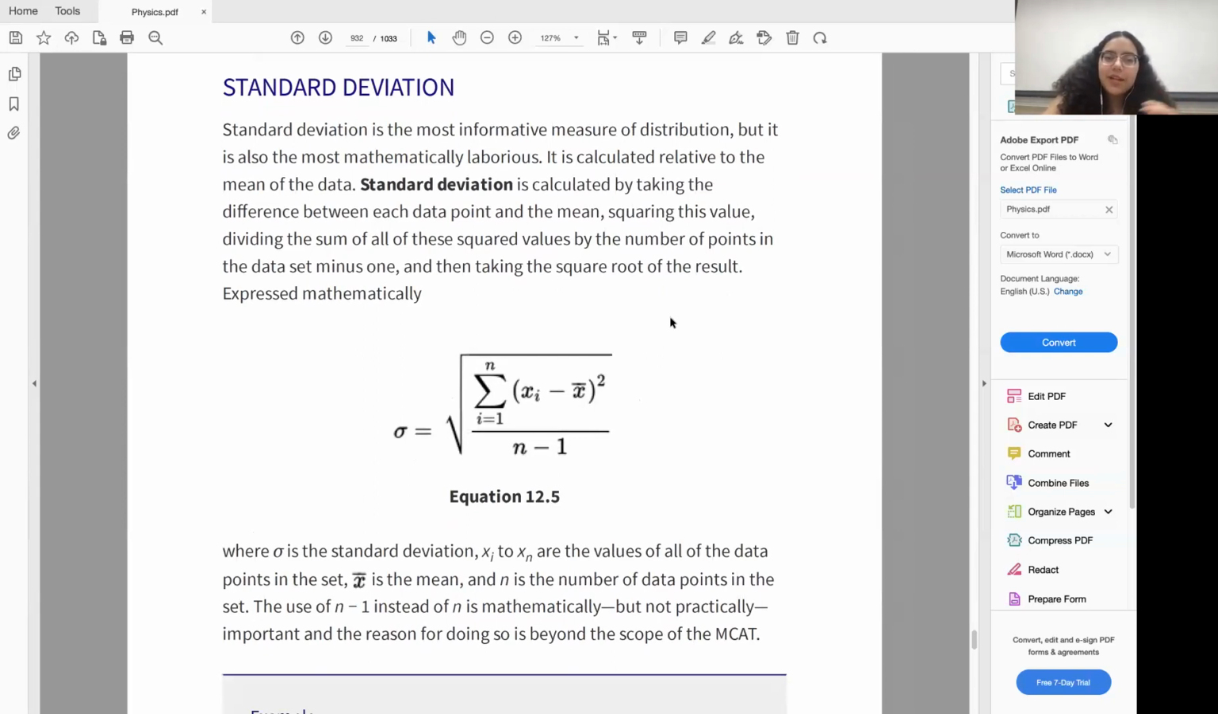So you sum up every data point, how far it is from the mean, and you square it, like sum up all the squares. So square first, then sum, just to be clear. And then you divide it by either n minus 1 or n. They use n minus 1 when you're generalizing to a population. And that's what they say to do for the MCAT. So that would be your standard deviation.